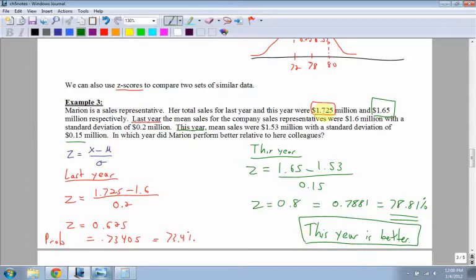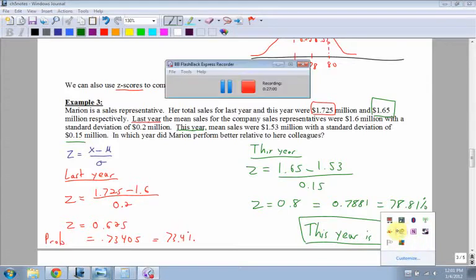Even though if you look at the numbers to start with, 1.725 and 1.65, it would look like she did better last year. But because of all the different numbers, because the mean was different last year, and the standard deviation, right? This year, the mean was much lower, so definitely everybody's sales are going to be lower. And the standard deviation is also lower, so that means there's less error, less standard deviation. So that's the end of part 1. I'll finish the end of part 2 next.